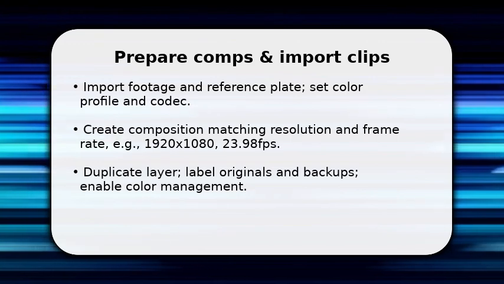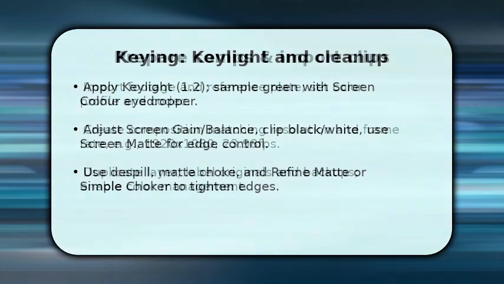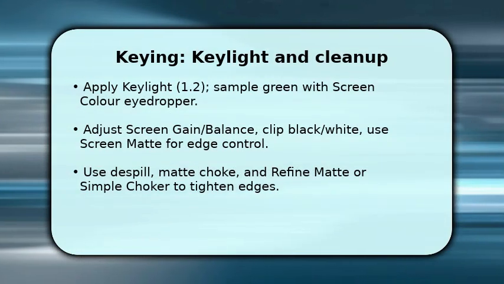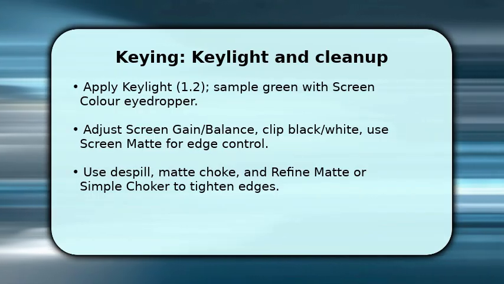You apply Keylight 1.2 and sample the green with the screen color eyedropper because accurate sampling gives a cleaner matte. Next, tweak screen gain and screen balance until the subject holds fine detail, then open screen matte to adjust clip black/clip white for noise reduction.